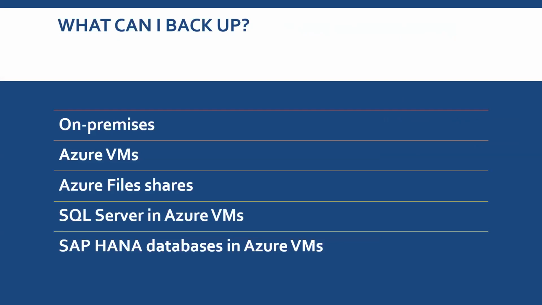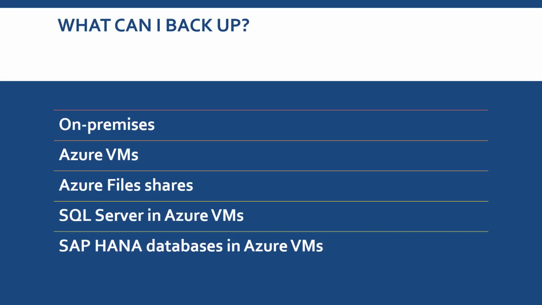What can I back up? On-premises, Azure virtual machines, Azure file shares, SQL Server in Azure virtual machines, and SAP HANA databases in Azure virtual machines. Let's talk about on-premises. You can back up files, folders, and system state using the Microsoft Azure Recovery Services agent, or use the DPM or Azure Backup Server agent to protect on-premises virtual machines and other on-premises workloads.